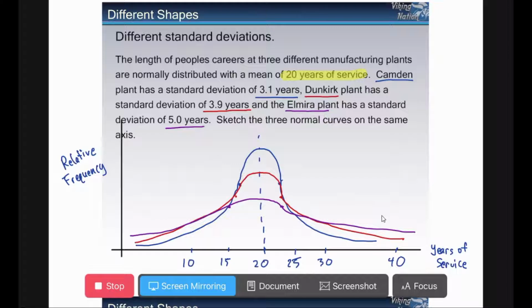So how does standard deviation affect our normal curve? It's going to make it lower and more spread out. So we're still going to have that bell shape, and I maybe have exaggerated a little bit too much here. So I'm going to redraw my purple one for the last plant.